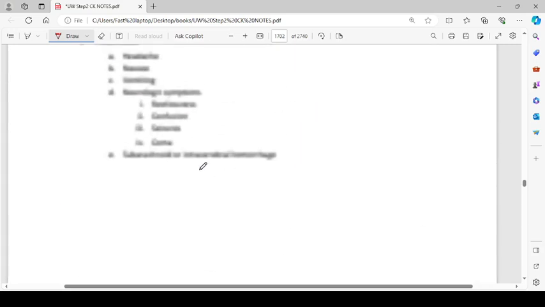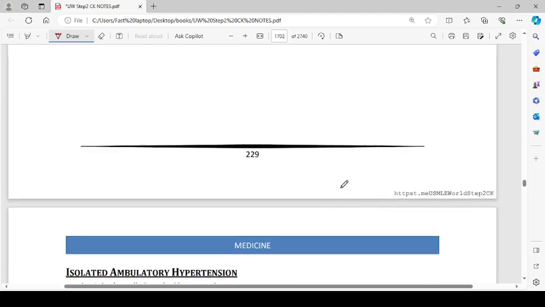So we'll keep the session till here and we'll continue with the isolated ambulatory hypertension in the next session.